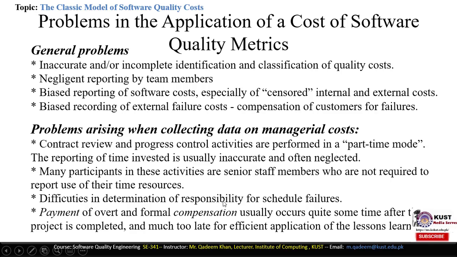Difficulties in determining responsibilities for schedule failures are also included here. If they are due to schedule problems, and it is difficult to determine the proper measurement, then it will be another problem. Payment of overt and formal compensations usually occurs some time after the project is completed, much too late for efficient application of lessons learned. Basically, when the payment has not been provided at the right time, then we also cannot measure the exact cost of software quality here.